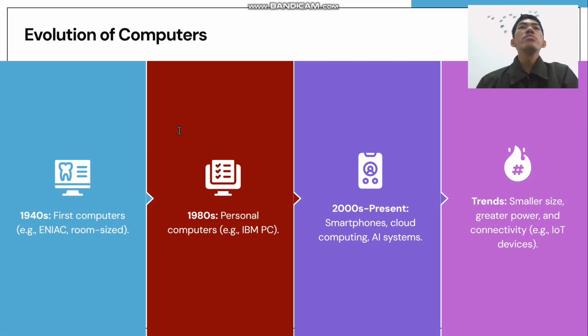So this is the evolution of computers. In 1940, the first computer was ENIAC. It was room-sized, so it was very big and fit in a whole room. In 1980, the first personal computer, the IBM PC, appeared. And from 2001 until the present, what we use today is smartphones, cloud computing, and AI systems. They have smaller size, greater power, and connectivity.